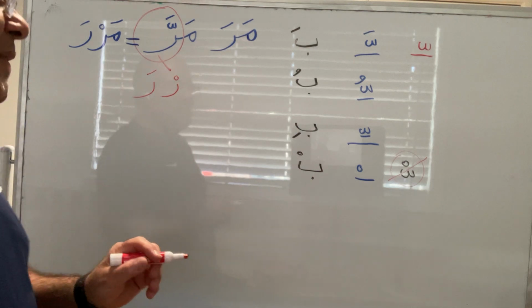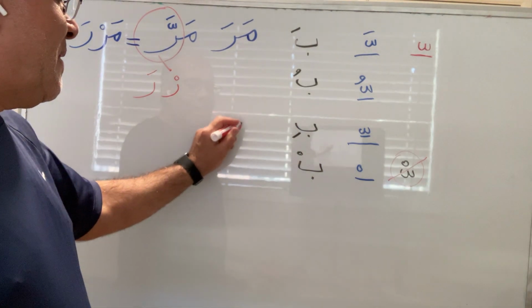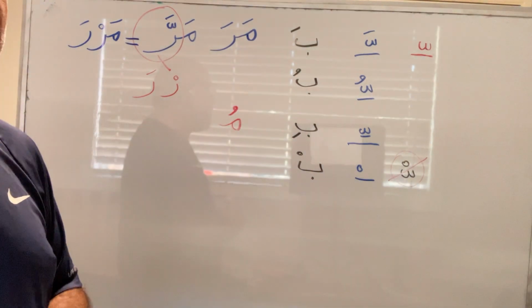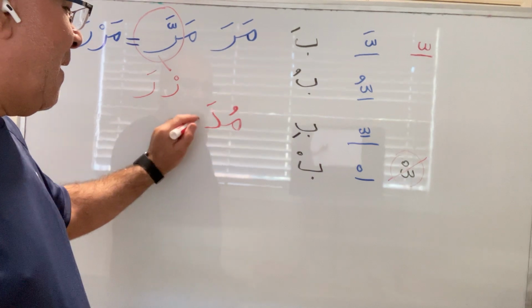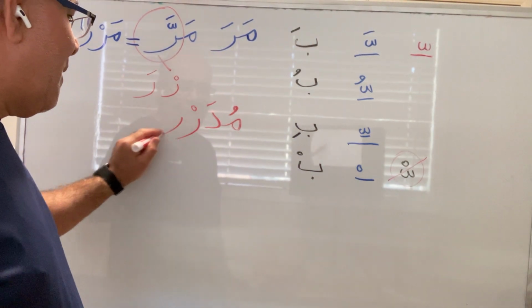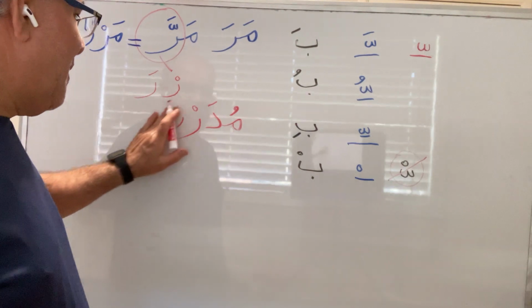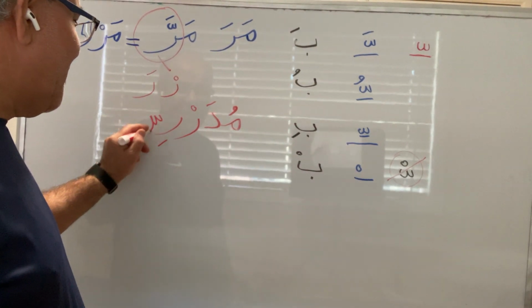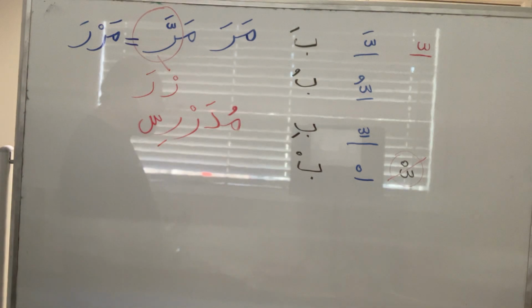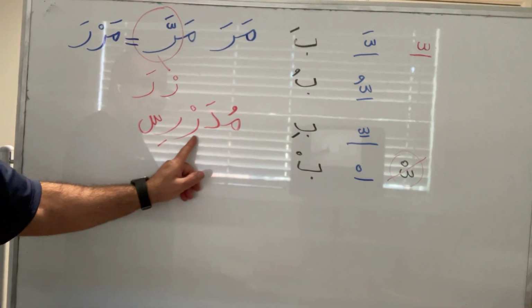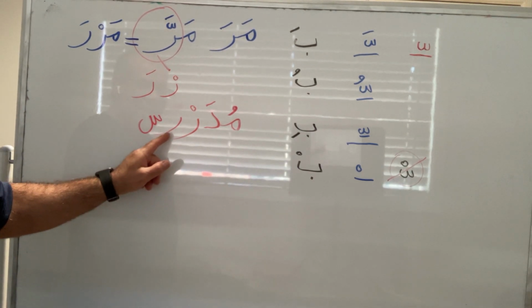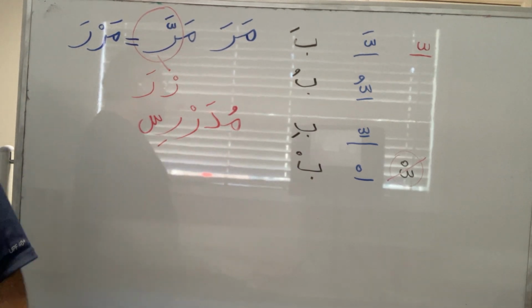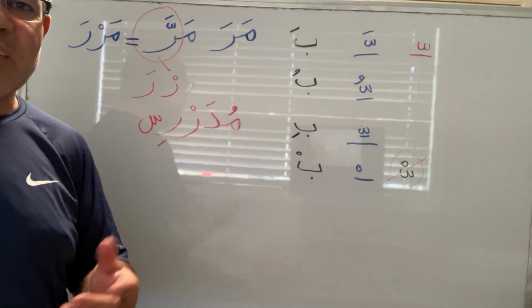Another example, if we say the letter mim with dhamma, mu, then dal with fatha, da, mu-da, ra with sukoon, ra with kasra, and sin. So that is mudarris. One more time. Mudarris. Which means a school teacher.